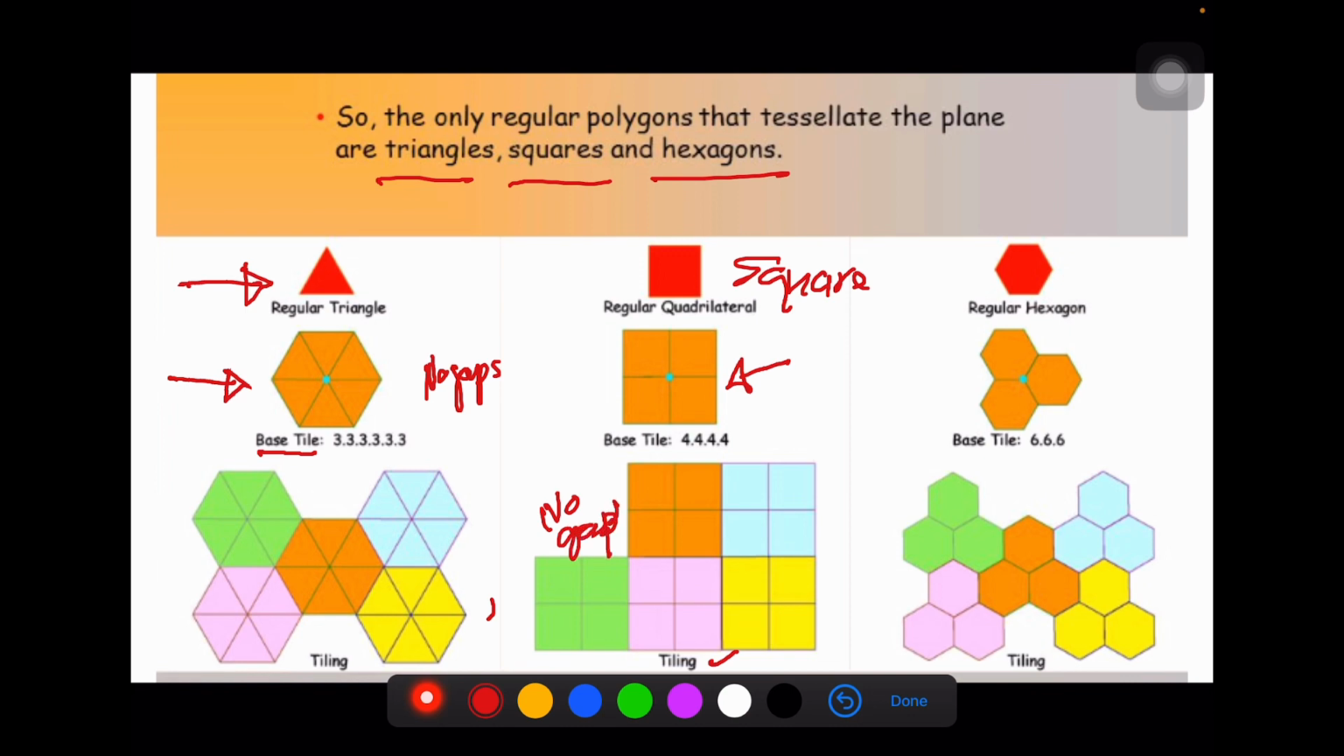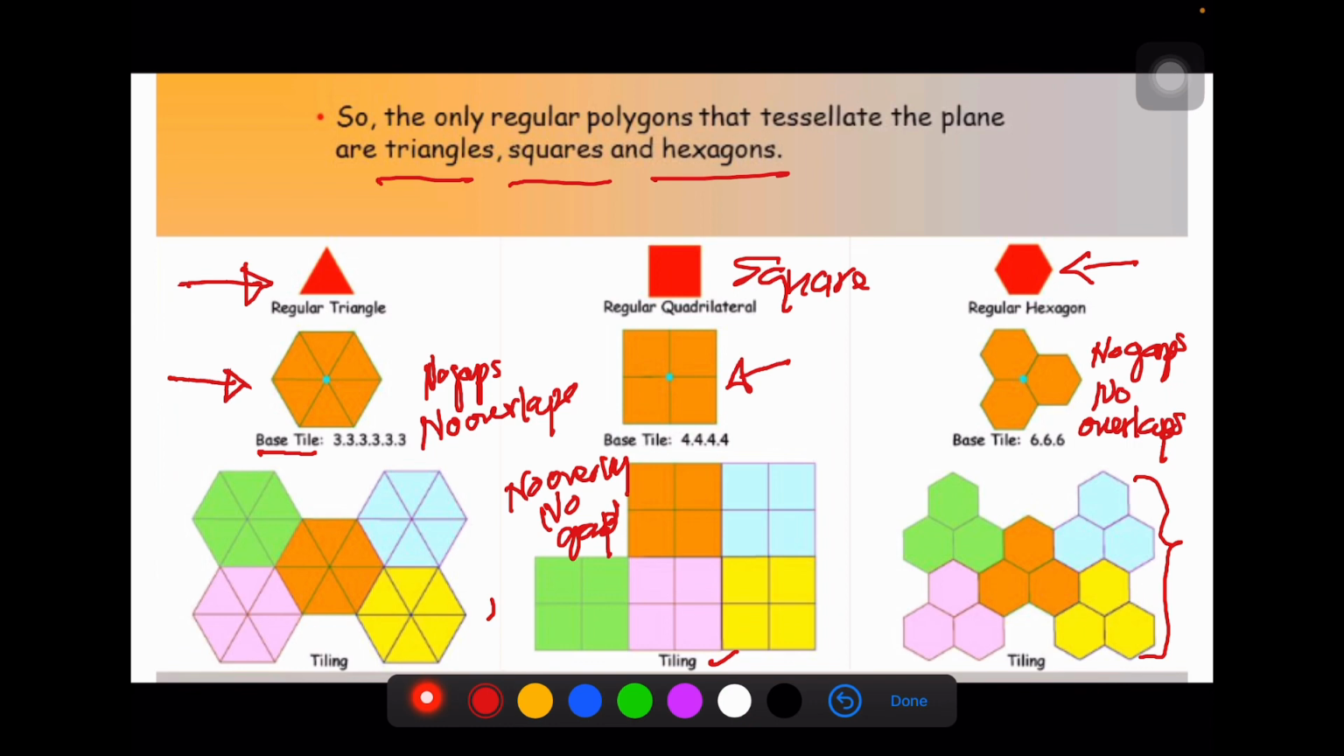overlaps. Okay, this is a regular hexagon, and when you put them together, you will see there are also no gaps and no overlaps. So when you put all of them together, it becomes such a lovely pattern like this one. So all 3 of them will have no gaps and no overlaps. Okay, no gaps, no overlaps. And that makes them regular tessellation.